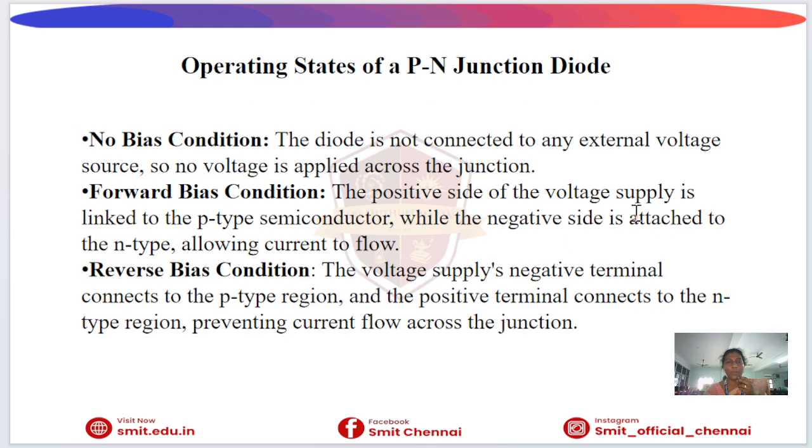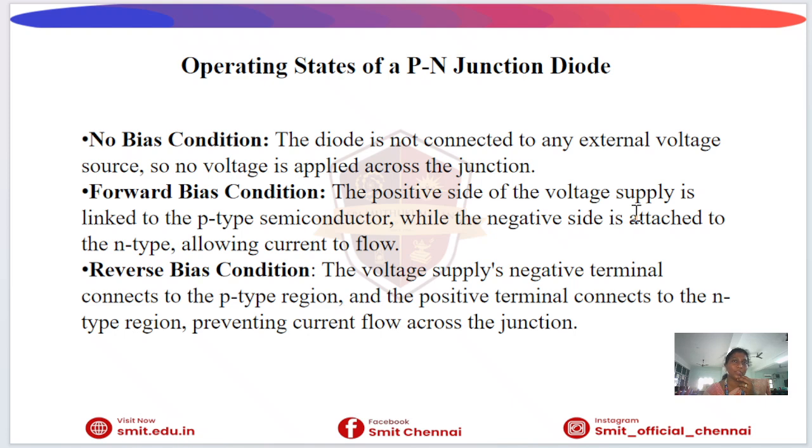So next one is the operating states of the PN junction diode. It has three conditions: the no bias condition, forward bias condition, and the reverse bias condition. The no bias condition is when no external voltage is applied. If we don't apply the external voltage, then it's called the no bias operating state.